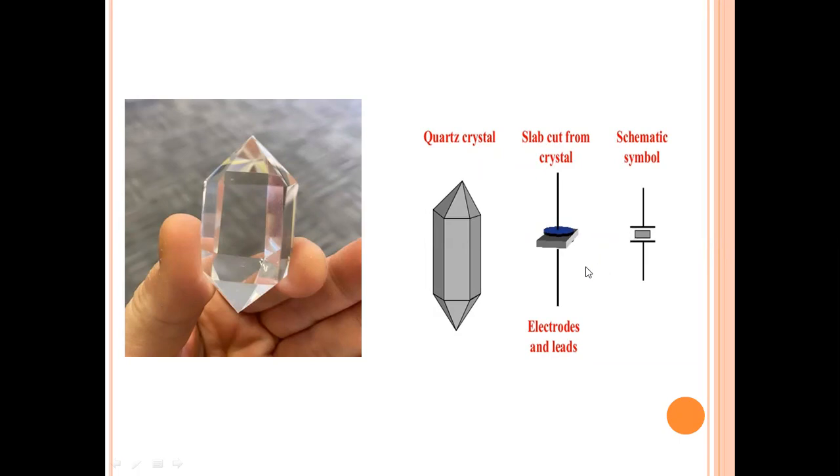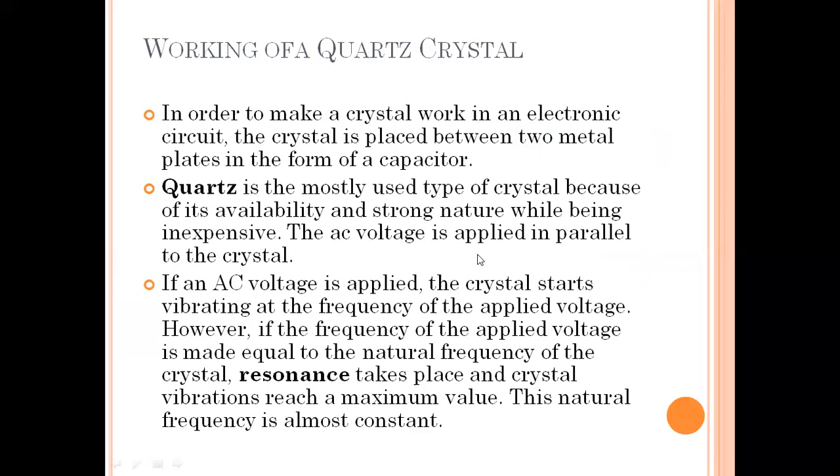By the use of X cut or Y cut, the crystal is then placed between two metal plates like a capacitor. This is the schematic symbol of the crystal and this is the original shape of the crystal. So in order to make the crystal work in the electronic circuit, the crystal is placed between two metal plates when it is cut into the required shape.